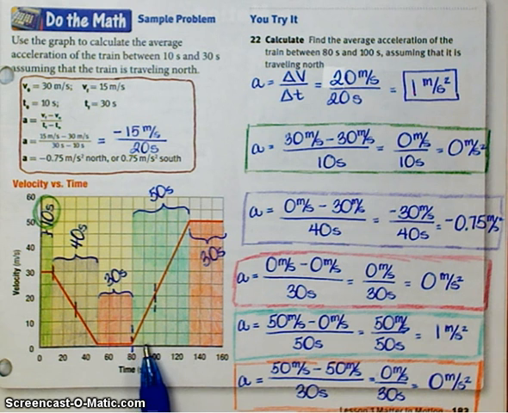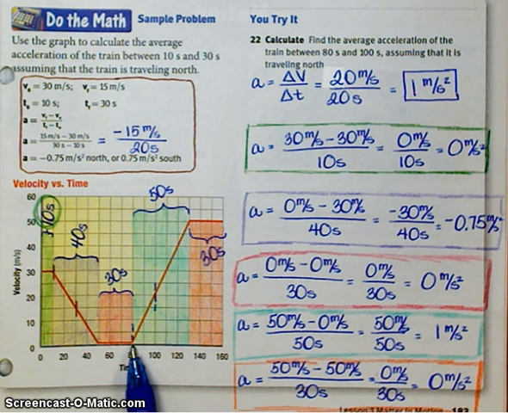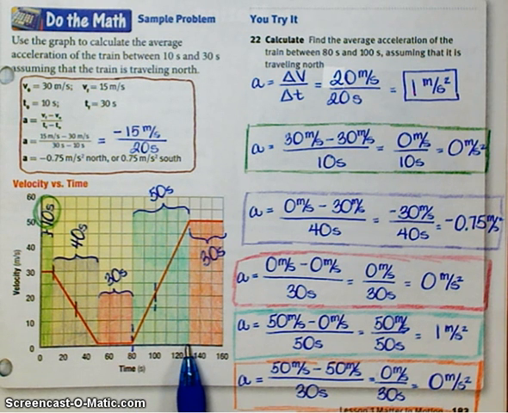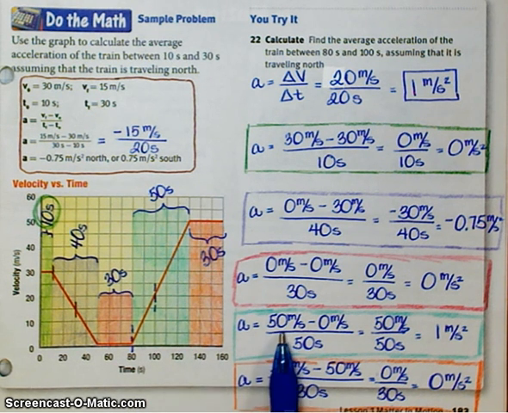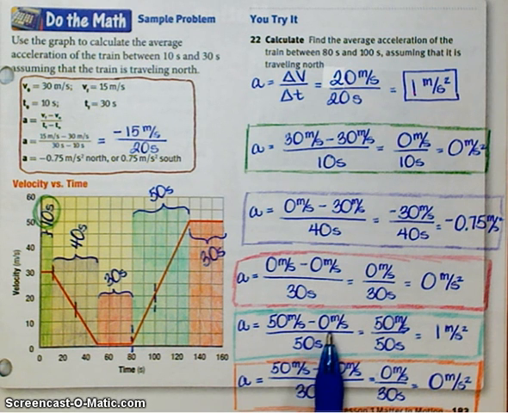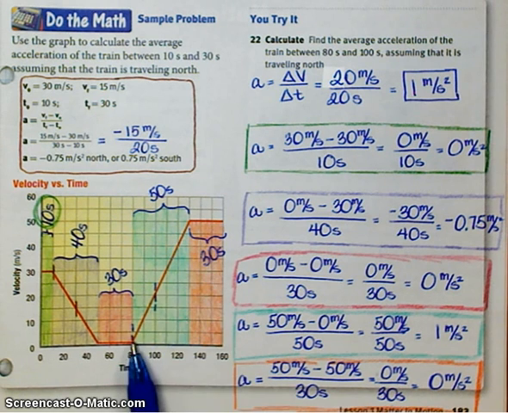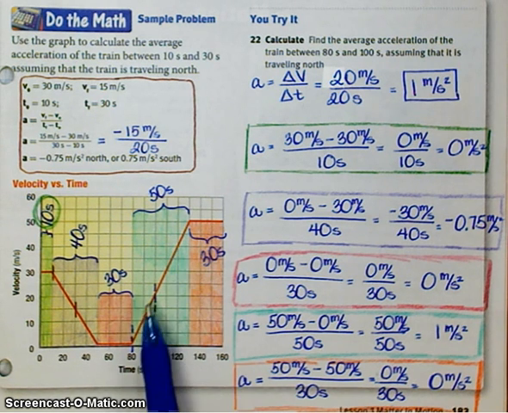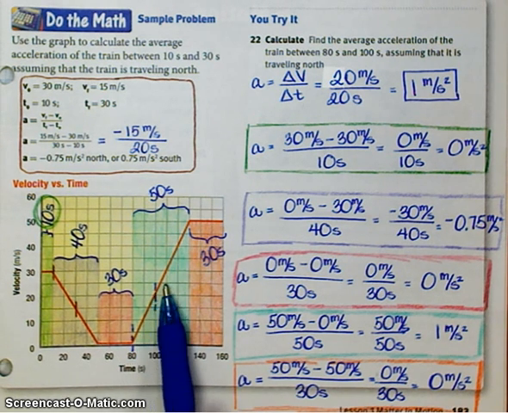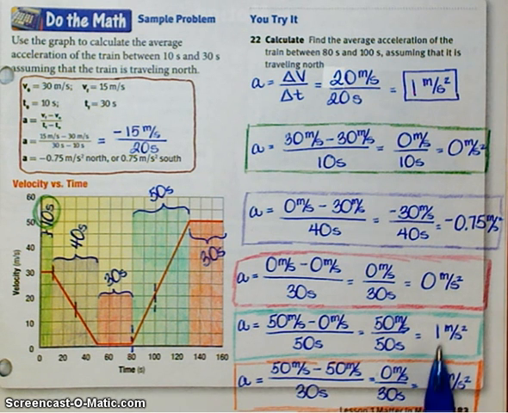Then we have this kind of turquoise section. I begin this section of the graph at 0 meters per second, and I end it at 50 meters per second. So final velocity minus initial velocity, 50 minus 0 gives us a change of 50. And the time interval is also 50 seconds. So 50 meters per second divided by 50 seconds. And during this part of the graph, the object, or I guess it's a train, the train is accelerating at a rate of 1 meter per second squared.